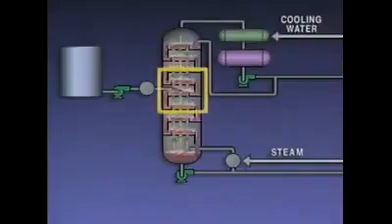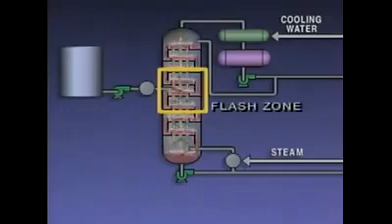So this is how the distillation process is repeated on each tray as the vapors rise through the tower. Now, not every distillation tower is designed in the exact same way. However, every tower can be divided into three basic sections. The middle section is where the feed enters the tower and part of the feed vaporizes. This vaporization is commonly known as flashing. So this section of the tower is often called the flash zone.